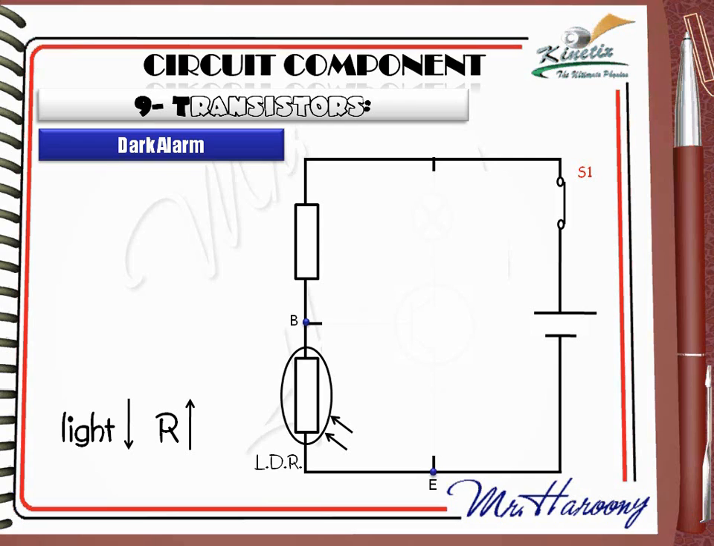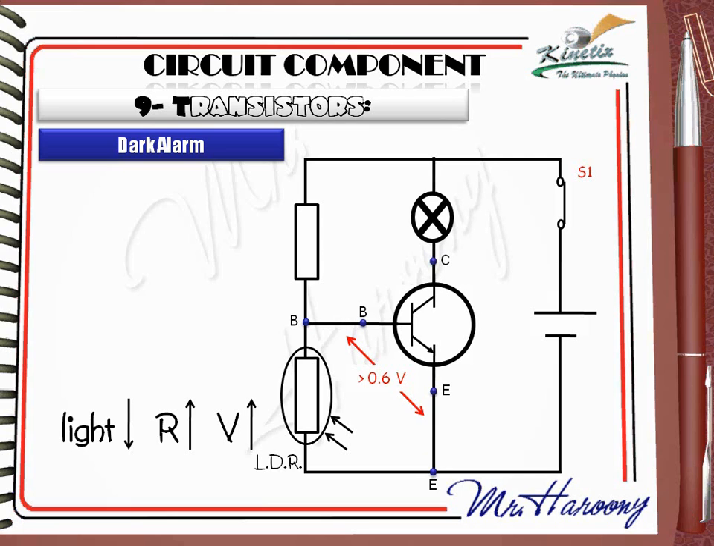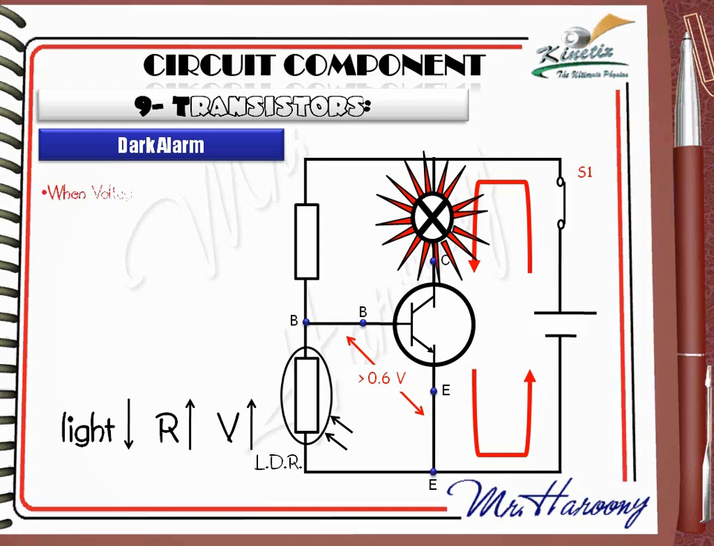When the resistance of the LDR increases, its share of the voltage will also increase. When the voltage across the LDR becomes greater than 0.6 volts, in other words, the voltage across base and emitter becomes greater than 0.6 volts, the transistor switches on, the current flows between the collector and emitter, and the bulb will light. You will find that the bulb will light when the surrounding becomes dark.